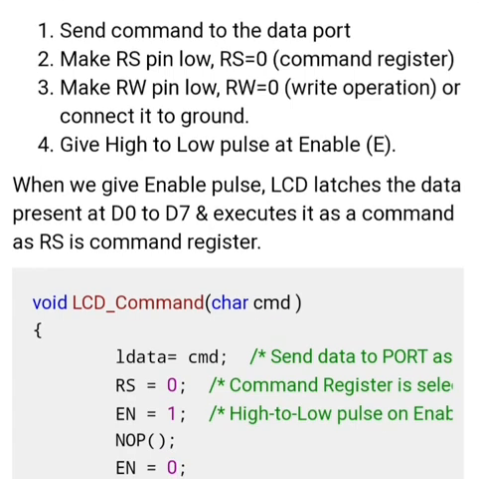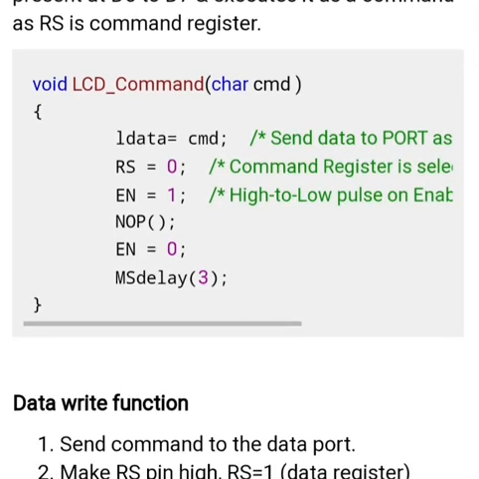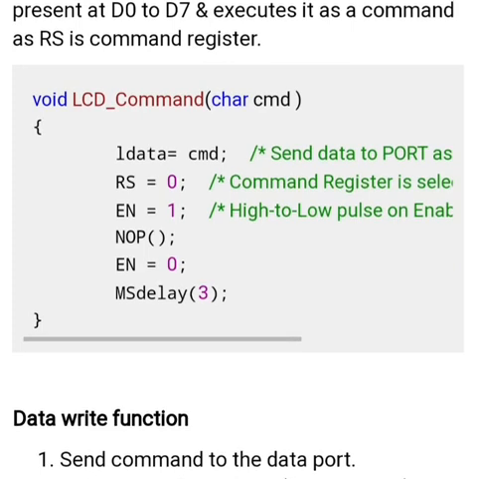For the command write function, send command to the data port, then make RS pin low, that is RS 0, command register. Then make RW pin low, that is write operation, or connect it to the ground. And then give a high to low pulse at enable. So here is the program. When we give the enable pulse, the LCD latches the data present at D0 to D7 and executes it as a command, as RS is the command register.